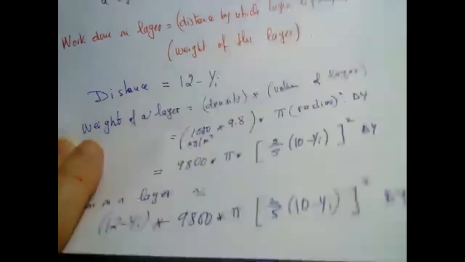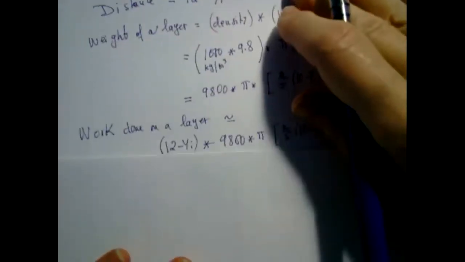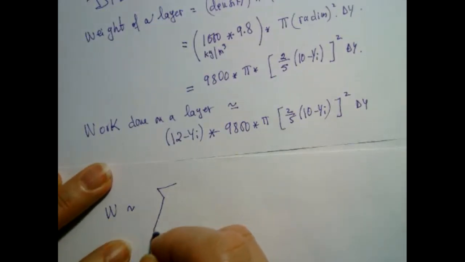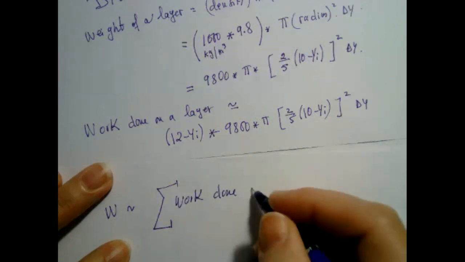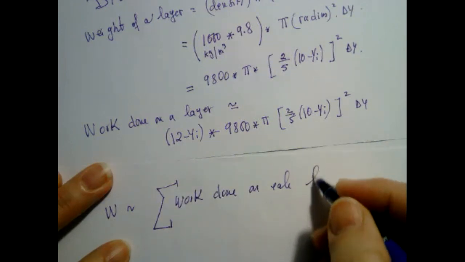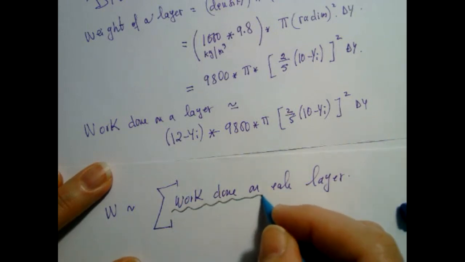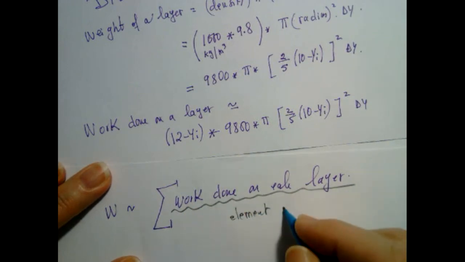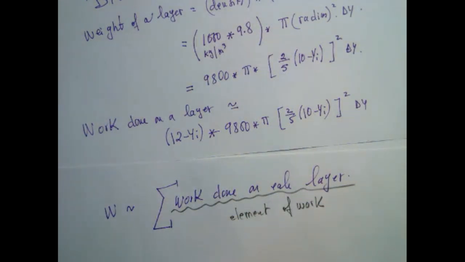Now what we have to do is add the work. That's really our idea. So we find the work on each layer and then we add the work. So now work is almost equal to the sum of the work done on each layer. As I said, in physics, sometimes the work done on each layer is given a name and they call it the element of work. That's the little bit of work. And then we add those little bits.